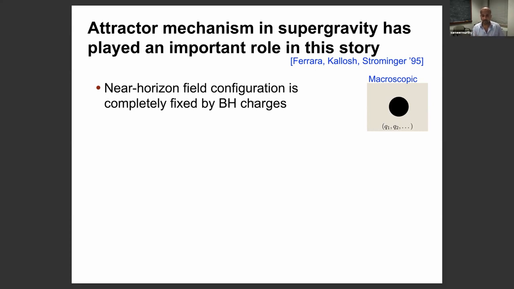And the attractor mechanism was an answer to this question, among others. And the fact is that the near horizon field configuration is completely fixed by the black hole charges. So if you write the supersymmetric equations for this black hole, these turn out to be first order equations, which have a certain fixed point in the sense of PDEs. And therefore, the values at the fixed point, which is at the horizon, don't depend on the asymptotic moduli. Okay, so that's the attractor mechanism. So values of all the fields, so all the shapes and sizes of all the fields, the graviton, vector fields, scalar fields, everything gets fixed.